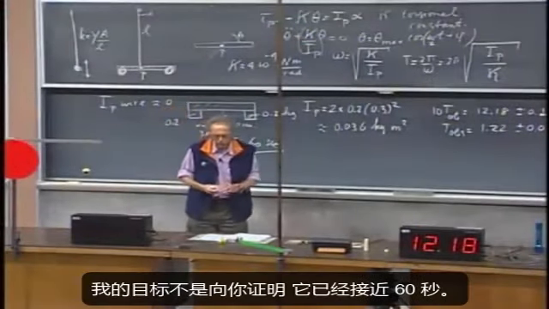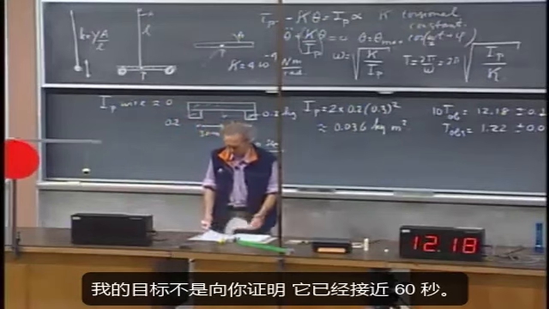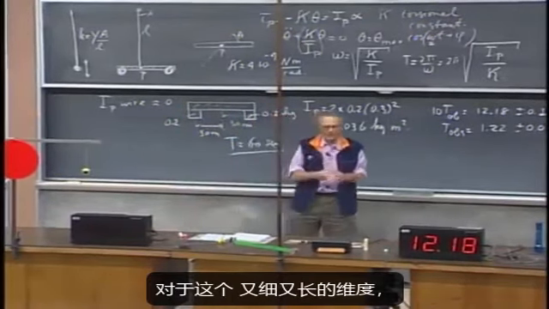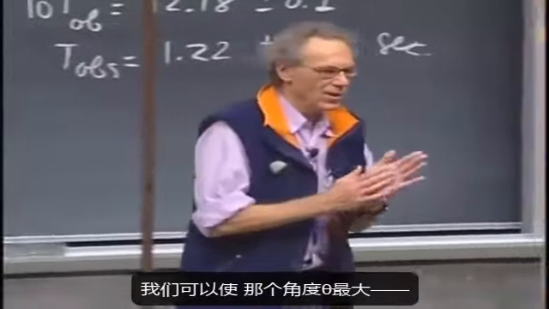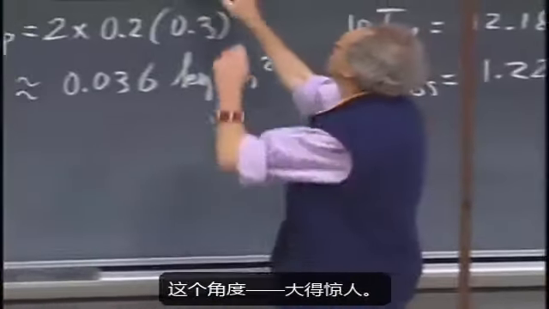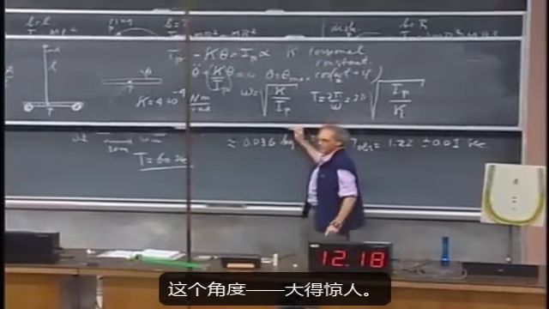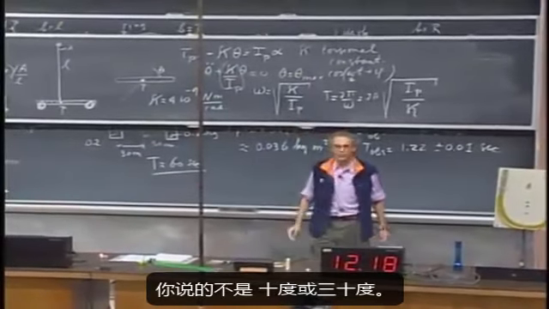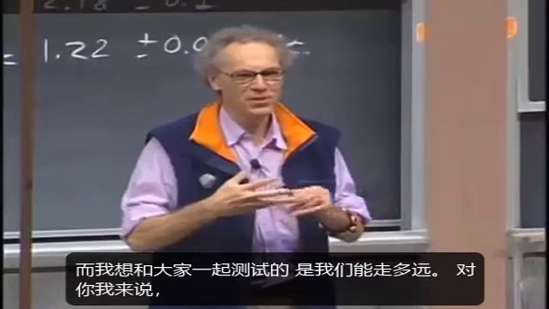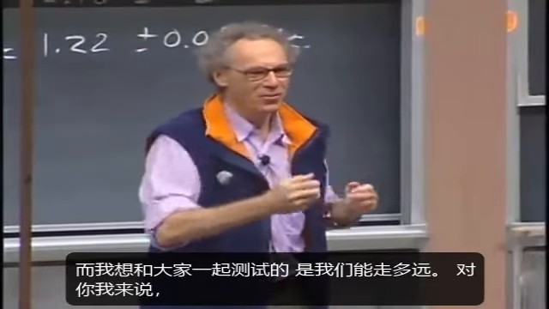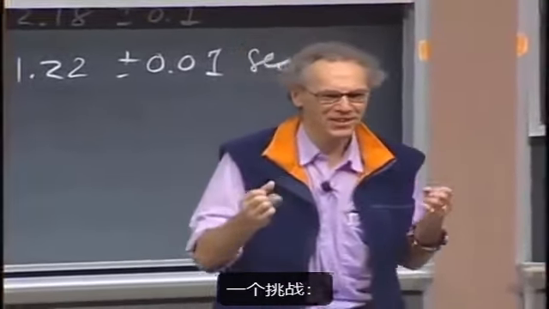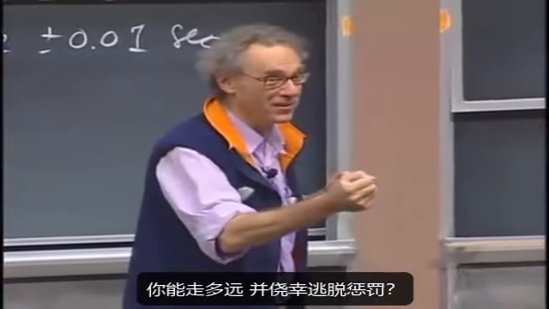My goal is not to prove to you that it is close to 60 seconds. My goal is to show you that for this dimension, which is very thin and very long, we can make that angle theta maximum, this angle, amazingly large. You're not talking about 10 degrees or 30 degrees. We can go much further. And what I want to test with you is how far we can go. This is one of the great things in life, for you and for me, a challenge. How far can you go and get away with it?